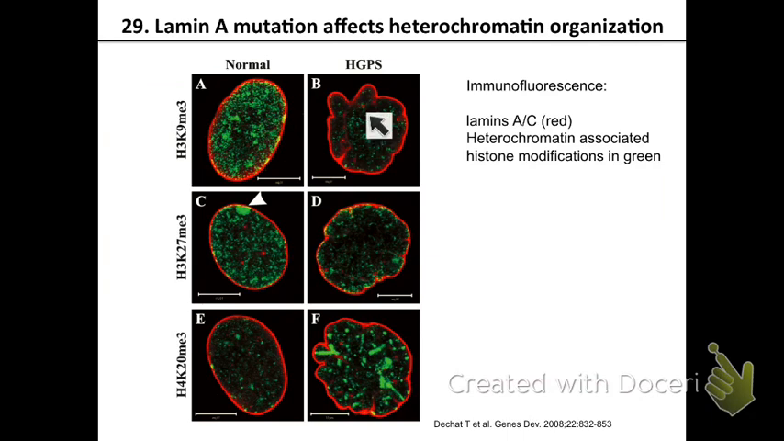So this is an immunofluorescence experiment. Lamin A is labeled red with an antibody that has a red fluorescence. So wherever you see red fluorescence, you're going to know that okay, there is lamin A here. And what you can see is that it is at the nuclear envelope, right? You see that very nice lamin A surrounding the nucleus. And the heterochromatin associated histone modifications is green.